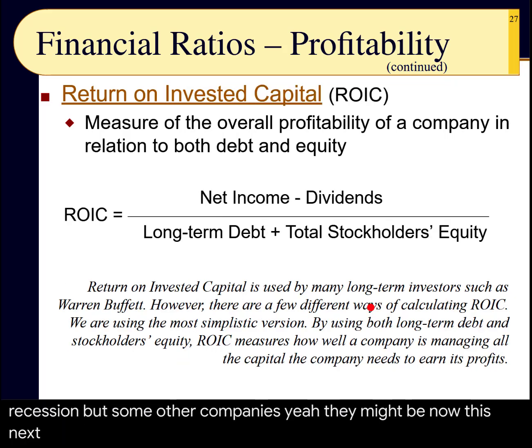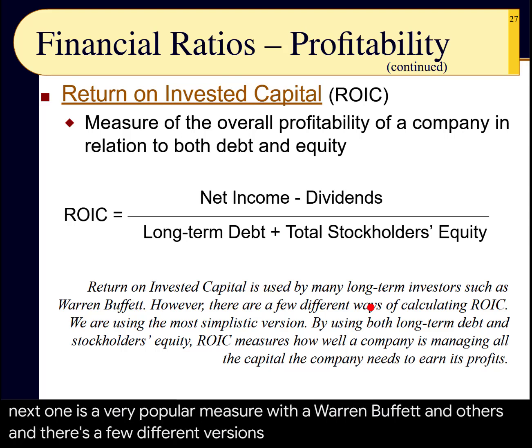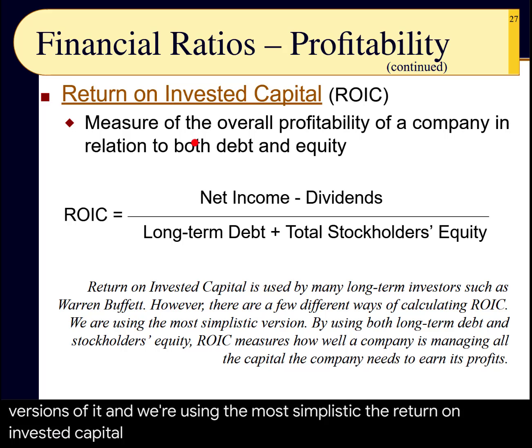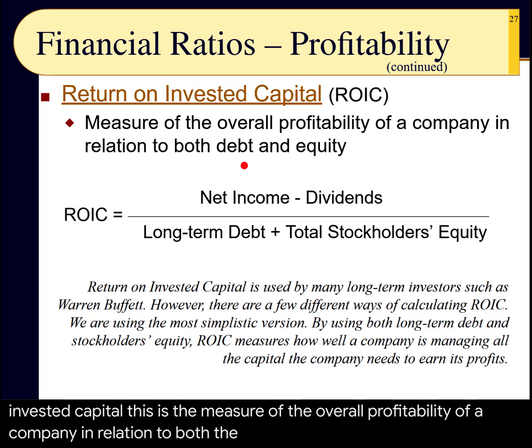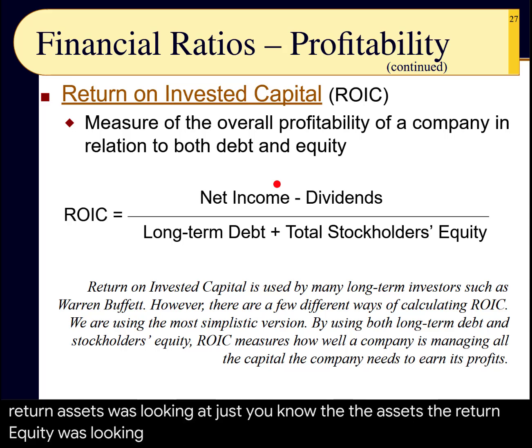Now, this next one is a very popular measure with Warren Buffett and others. And there's a few different versions of it, and we're using the most simplistic. The return on invested capital. This is the measure of the overall profitability of a company in relation to both the debt and the equity. Whereas the return on assets was looking at just the assets, the return on equity was looking at the equity, but this one adds the two.